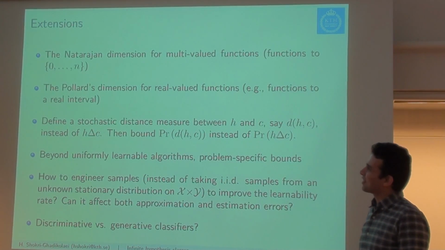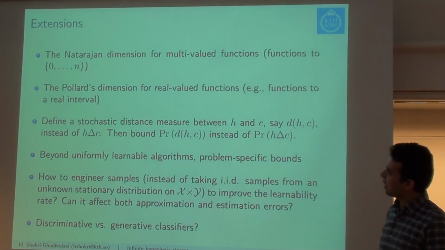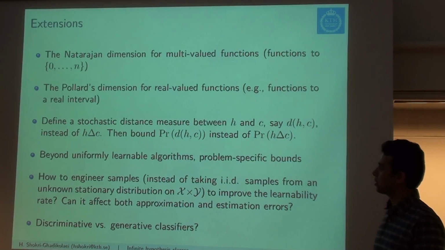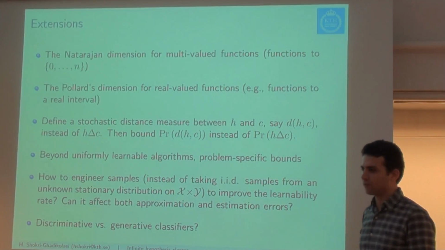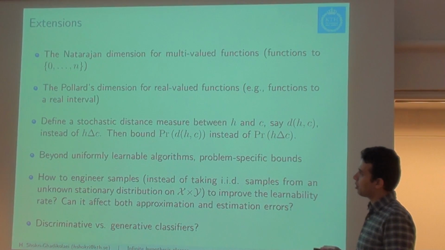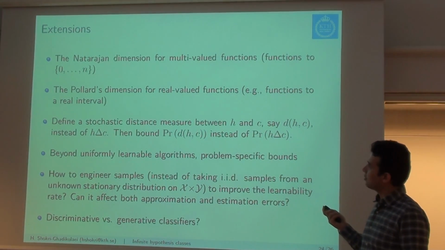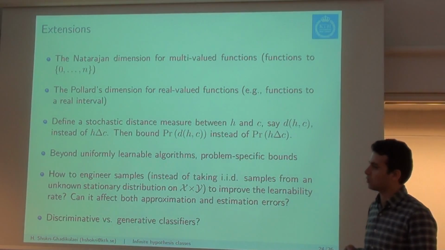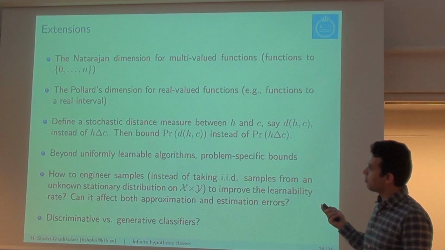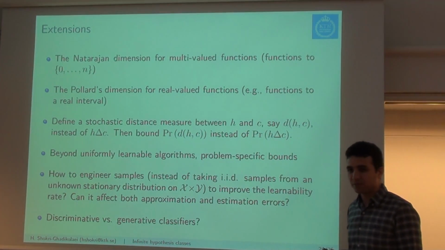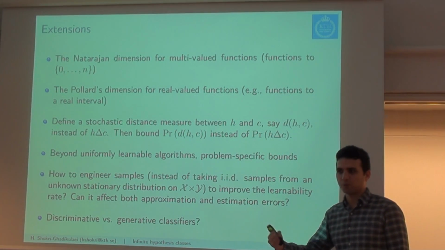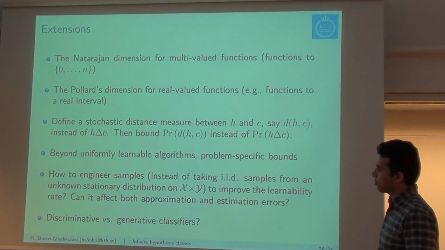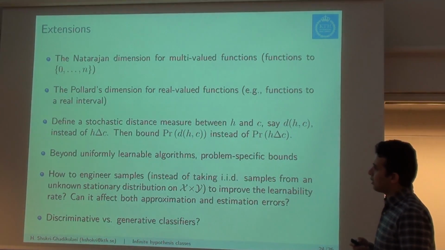Okay. So there are some extensions you can have on that. There are some other dimensions that are defined after this one. The original VC dimension is for binary classification problems. For multi-valued functions, functions that could be multi-labeled with more than 2 labels, there is another dimension. There is the pollard dimension for real-valued functions, taking another step toward the regression problem, compared to the classification problem.